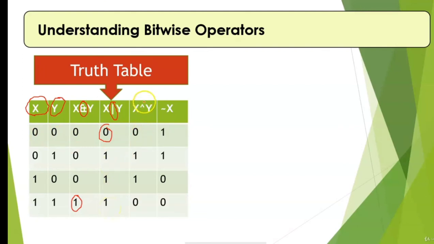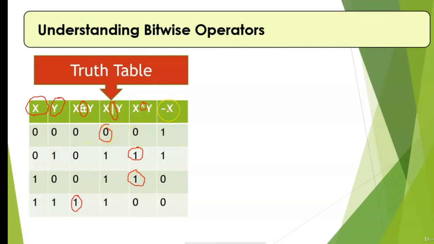In bitwise XOR, if both bits are different, then the result is 1. So in this case, X is 0 and Y is 1. In the other case, here X is 1 and Y is 0, then also I'll get the value as 1. In all the rest of the cases, wherein the values are the same, the result is 0.